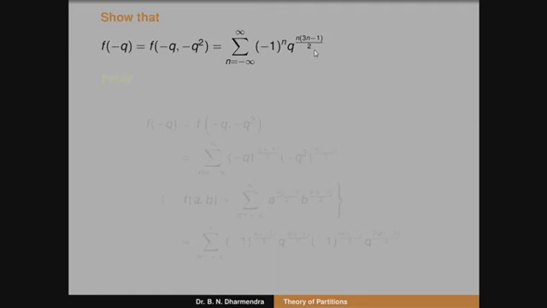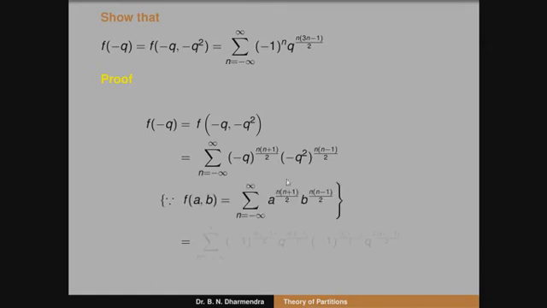Proof: by using again Ramanujan's theta function, we can replace the value of a by minus q and b by minus q square. So, that is in terms of a series n running from minus infinity to plus infinity, minus q to the power of n into n plus 1 by 2 into minus q square whole to the power of n into n minus 1 by 2. Here, by using the theta function definition f of a comma b, we can replace the value of a by minus q and b by minus q square.